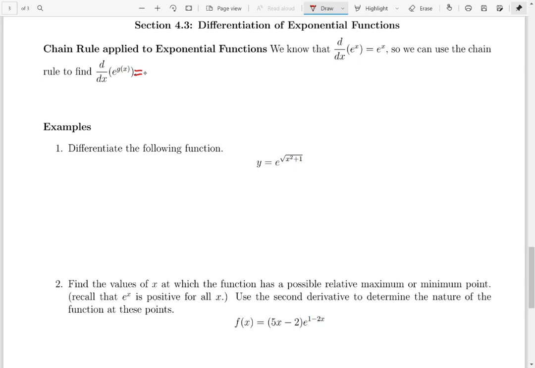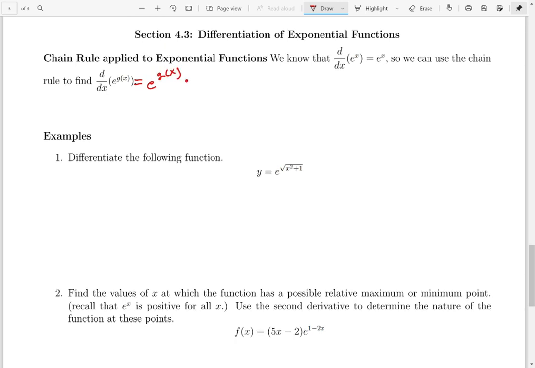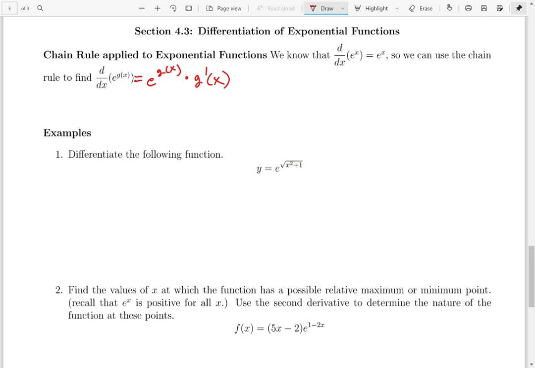Well, the chain rule is actually going to say that this is going to be the derivative of the outer function, which is just e raised to the g of x, but then times the derivative of the inner function, g prime of x. And so in general, this is how we apply the chain rule to an exponential function. So now let's differentiate the following function.